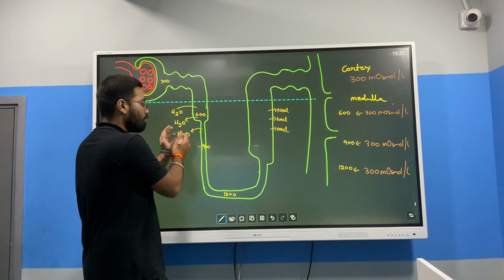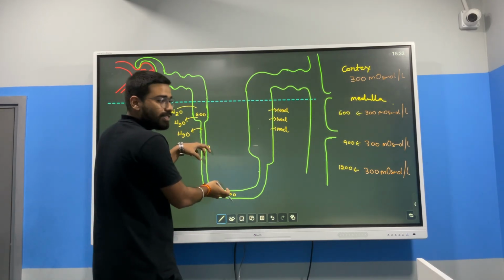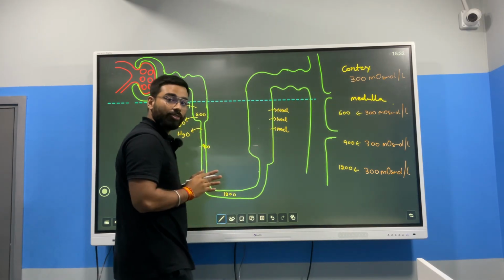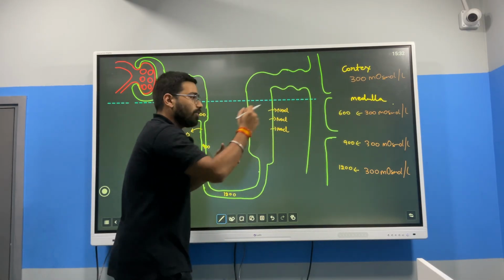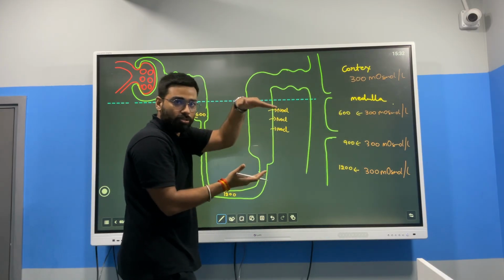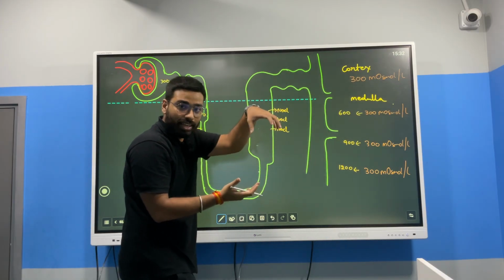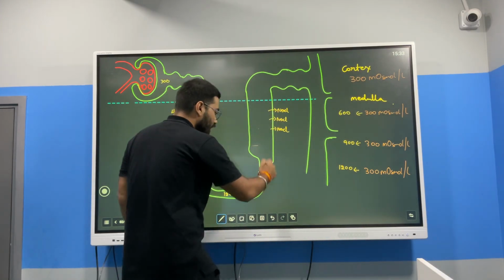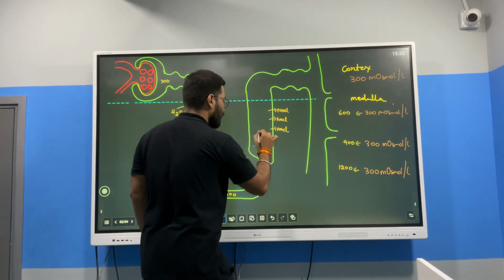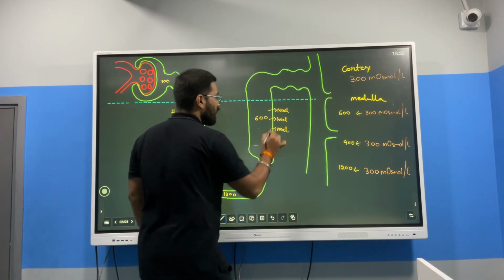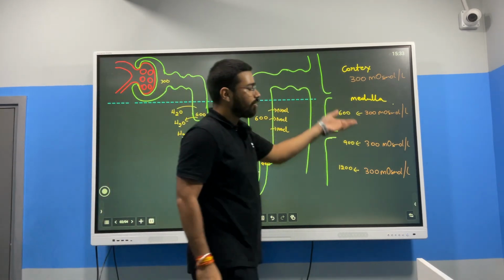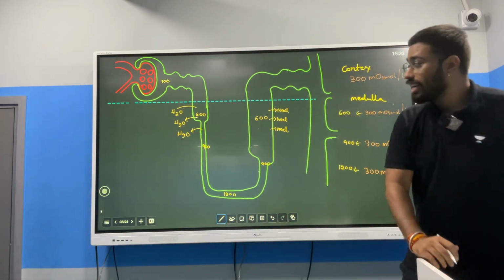Now the water came out, that's why the concentration was increasing, but here the solute is also going out, that means solvent is also going out, solute is also going out. That means again the osmolarity or the concentration will decrease. So again here it will form 900, again here it will form 600, and in this way the osmolarity of inside will match that of the osmolarity of outside.